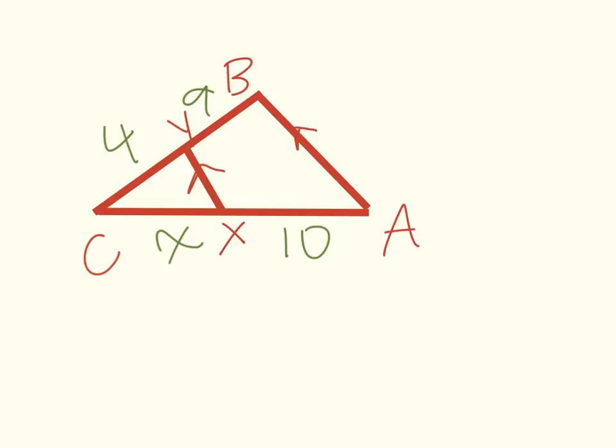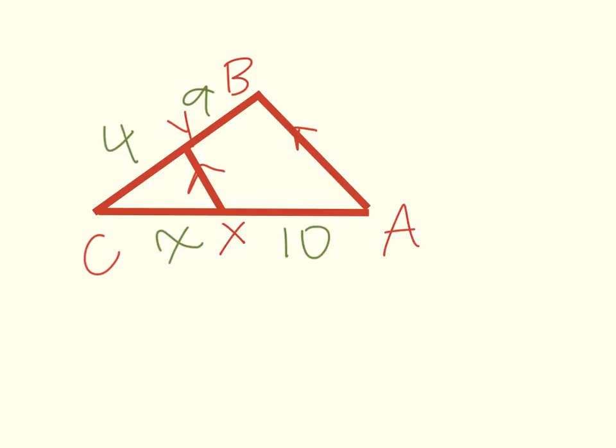Alright, we got a triangle here. We have triangle ABC, and it's being intersected by line XY. Now this problem already tells us that XY and AB are parallel, so that means that we should know that XY divides sides AC and BC into proportional pieces. Okay, so we're going to have to set up a proportion in order to solve this.